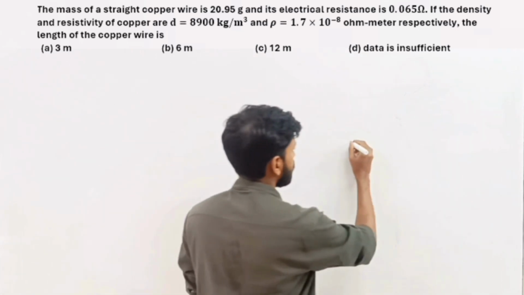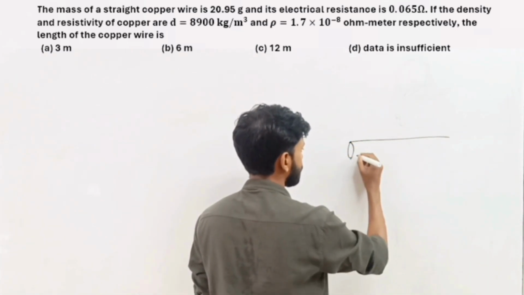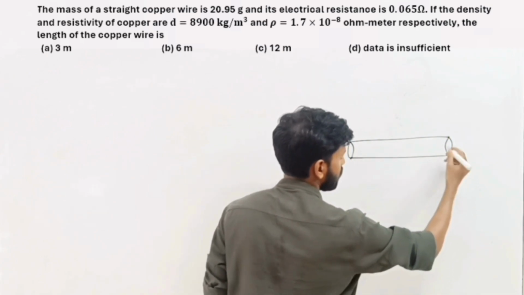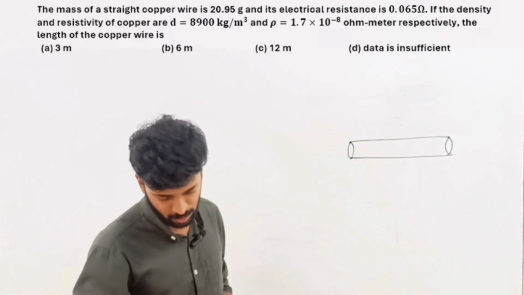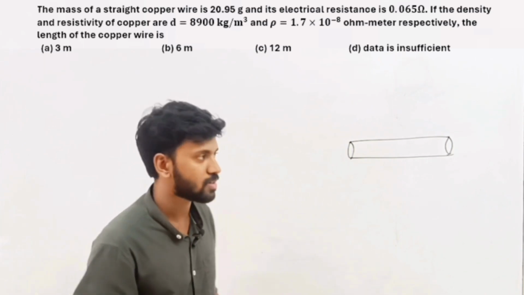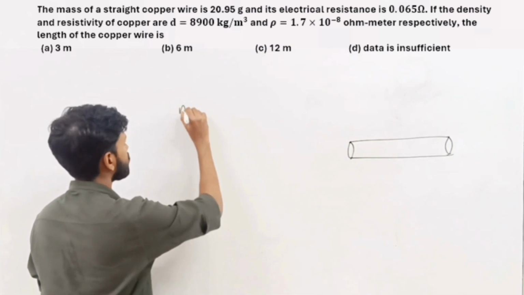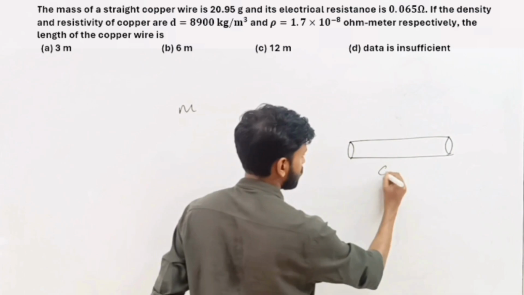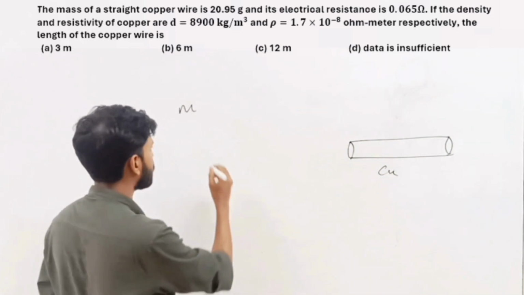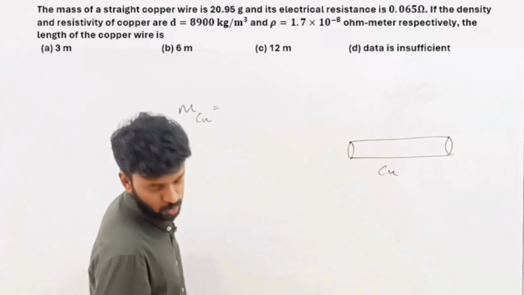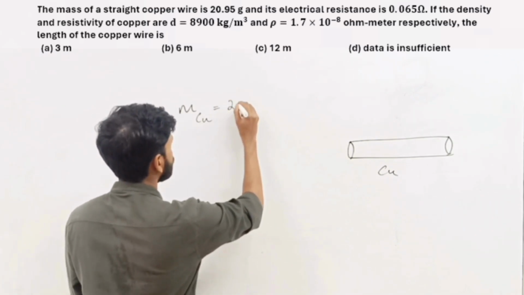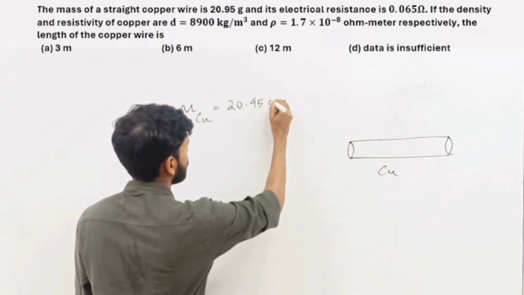So imagine a straight copper wire which is actually in cylindrical shape. Okay, so a straight copper wire is given to you, and the mass of the straight copper wire is given as 20.95 gram.